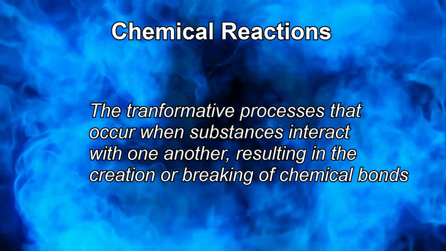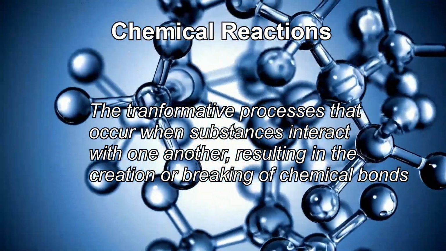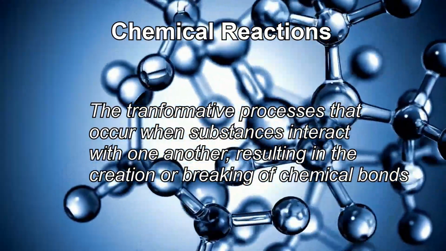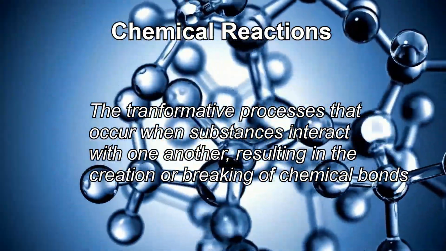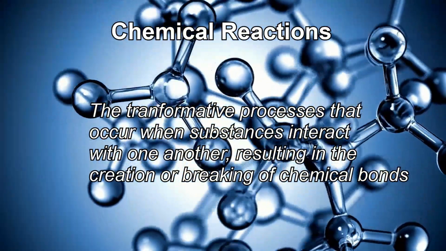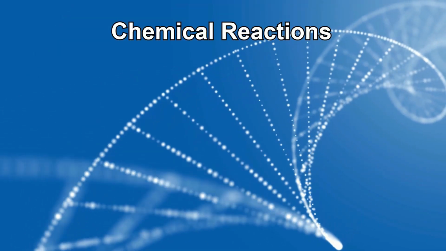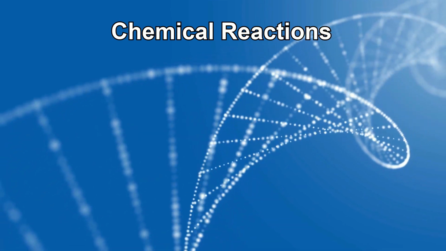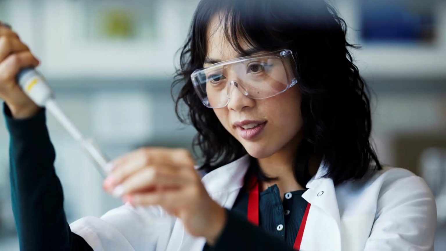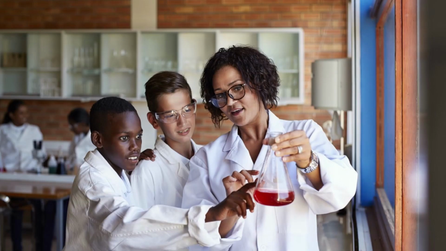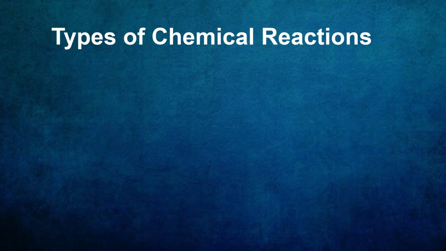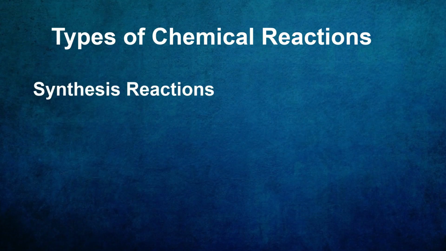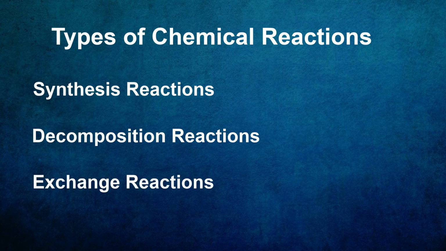Chemical reactions are the transformative processes that occur when substances interact with one another, resulting in the creation or breaking of chemical bonds. These reactions are the foundation of life and are constantly happening within our bodies. Now, I understand that chemical reactions can be a little tricky to fully understand, and this video is meant for anatomy and physiology students, not chemistry students. So I'm going to try to explain each of the reactions I'm going to talk about today with some easy to follow examples. There are three main types of chemical reactions: synthesis, decomposition, and exchange reactions.